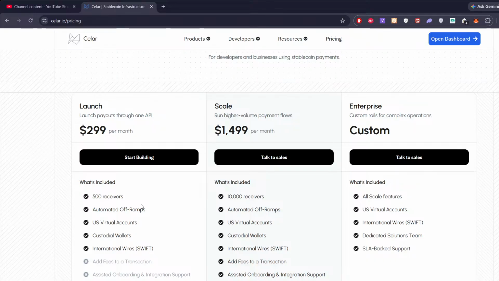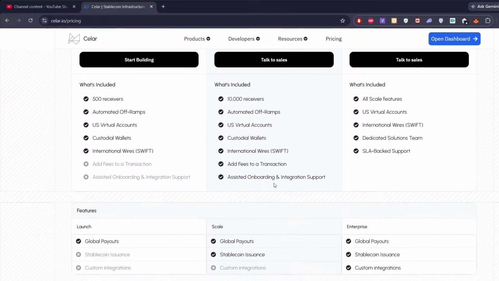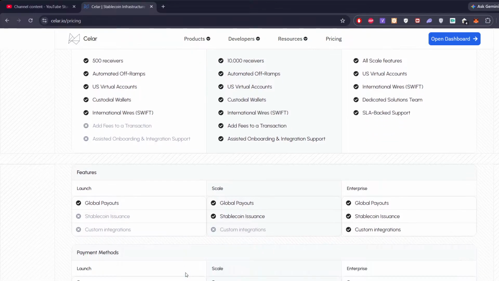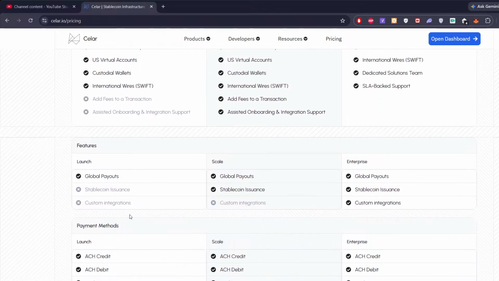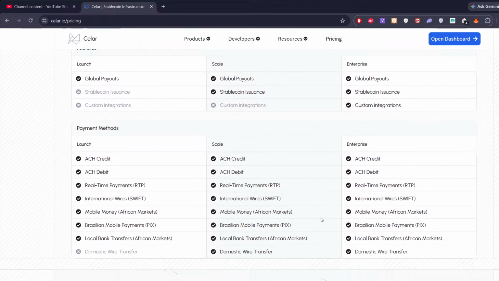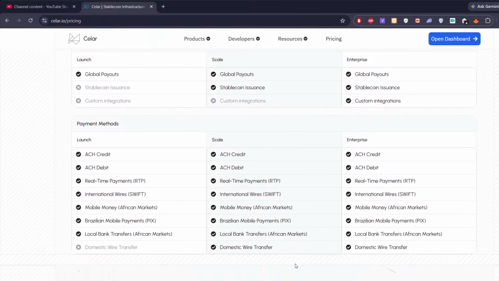If it's below 500, you're placed in the first tier. On top of that, there are a couple of specific features that are supported on one tier but not on the rest. Some of them include adding fees to a transaction, what we call assisted onboarding, and integration support. Stablecoin issuance, we also support that. So we support a lot of stuff. Not everything is clearly shown here, but we do support a lot.